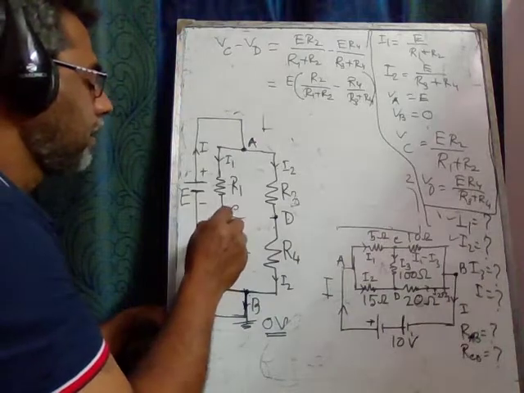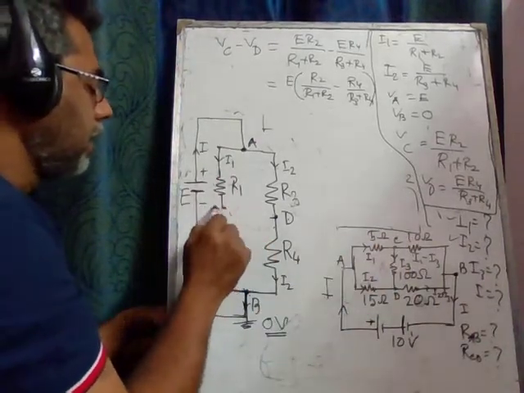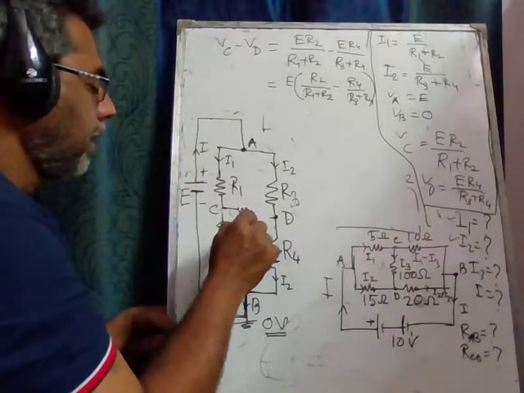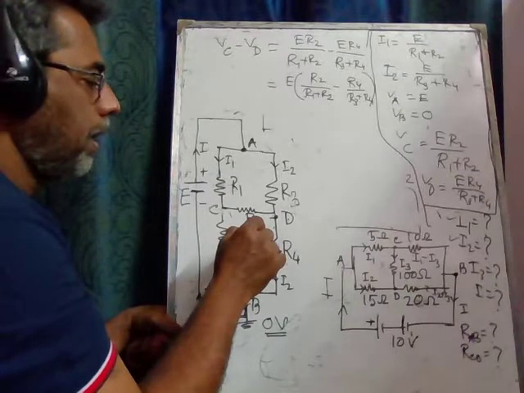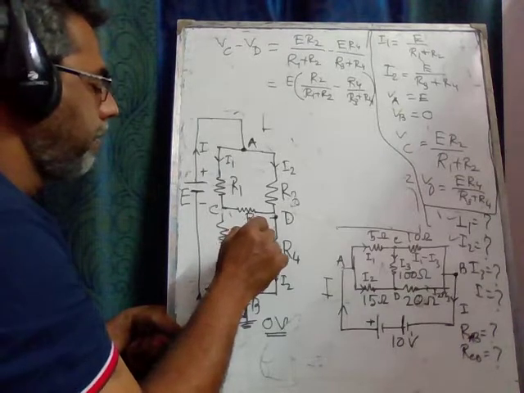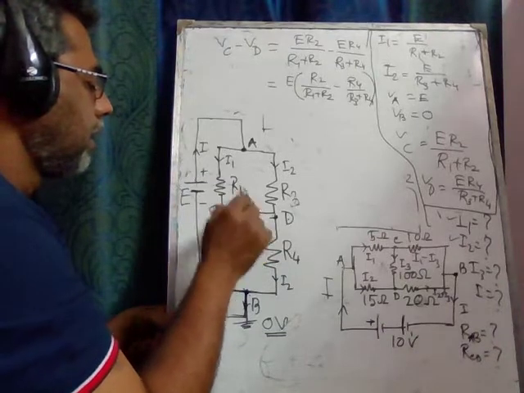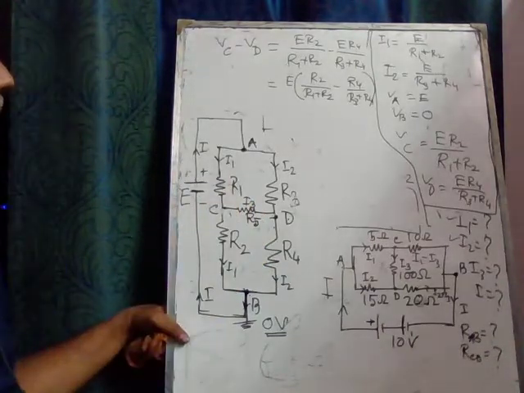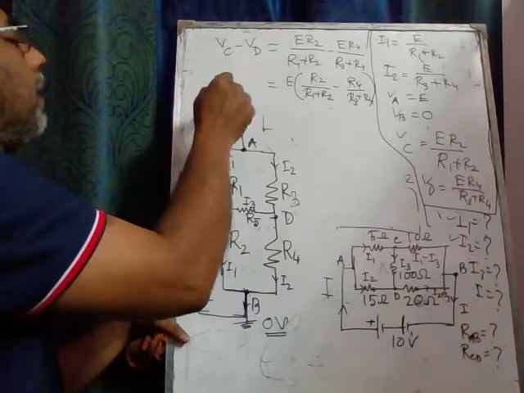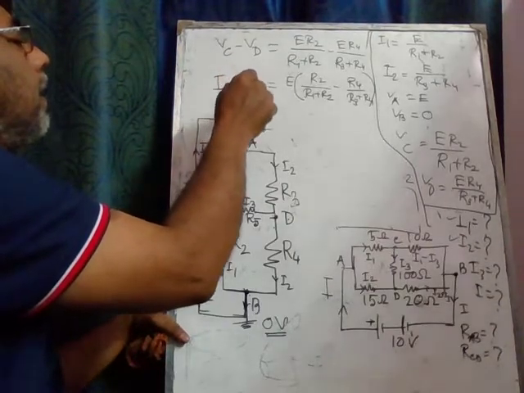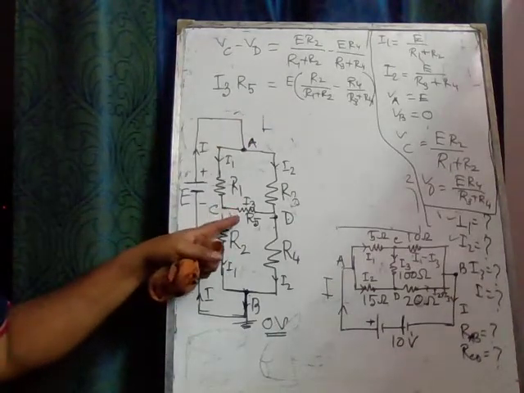According to the circuit, since the resistance connected in this branch is R5 and the current here is I3, we have I3 R5. Clear?